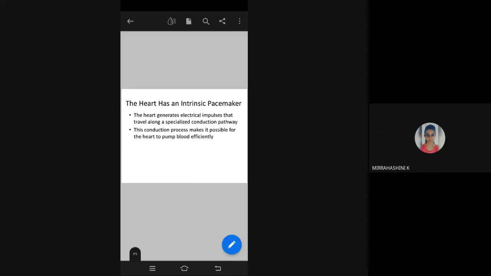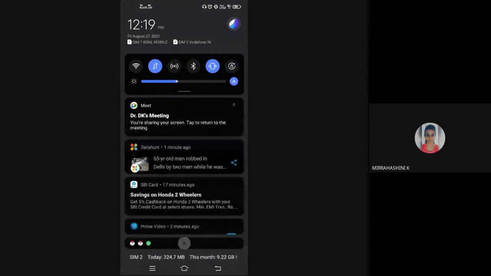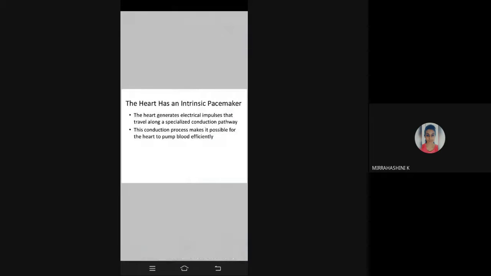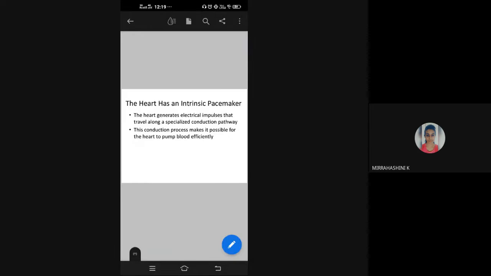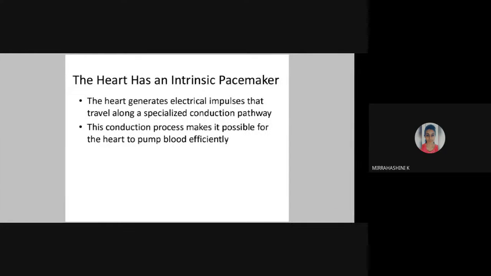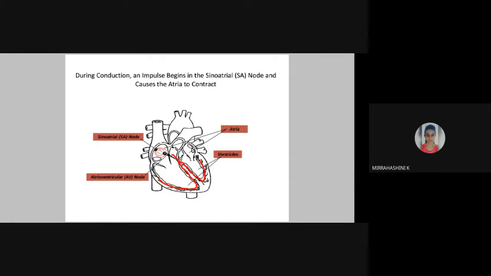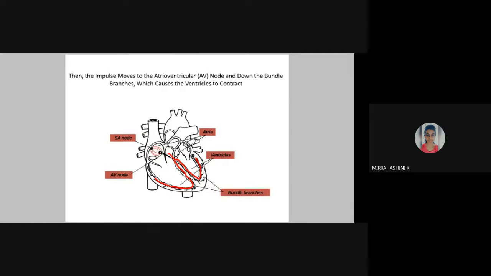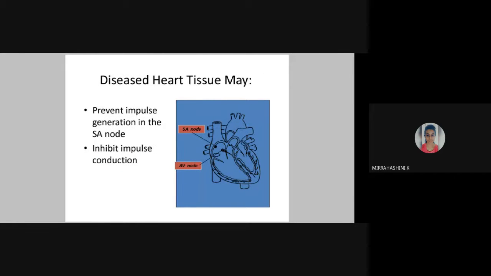Okay, so the heart has an intrinsic pacemaker, right? So we know that. It has an intrinsic pacemaker, which is the SA node. So from the SA node, the signals will be transmitted to the AV node, and then through the Purkinje fibers, and then through the ventricles, the heart will pump the blood, right? So in the diseased heart, what happens is the SA node is unable to generate the signals, or it is unable to transmit the signals from the SA node to the AV node.